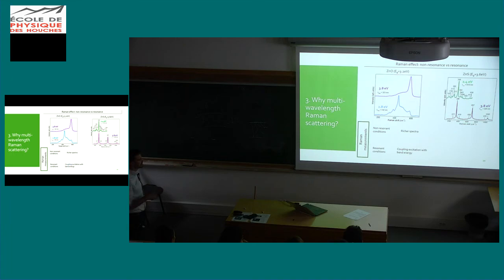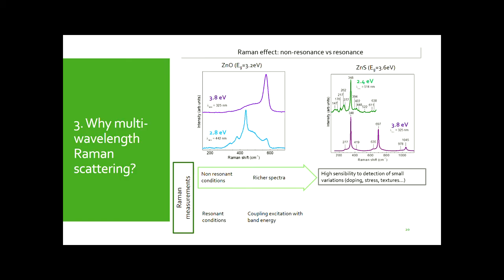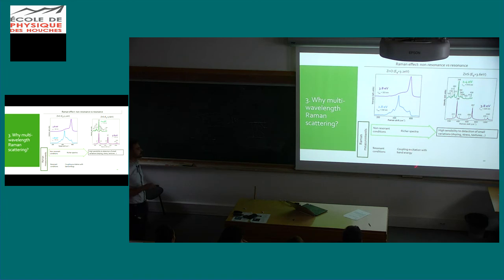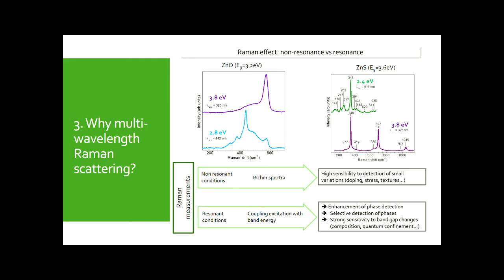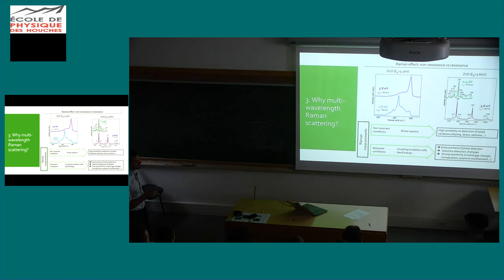So normally in non-resonant condition you have richer spectra, so you can have more access to the different vibrations, and a high sensitivity for detection of small variations like doping, stress, texture. But in resonant condition you have an enhancement of single phase detection. It is selective for the detection of the phase you want, and has strong sensitivity for bandgap changes. So if you would like to see the change of your bandgap because you are changing something in your process, then resonant conditions are much better.